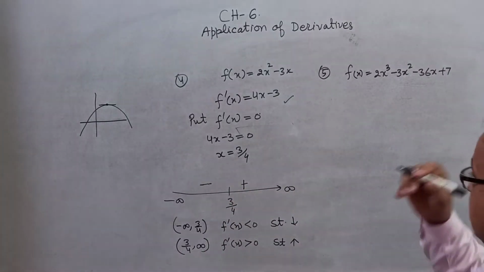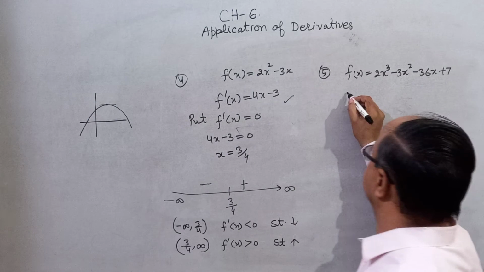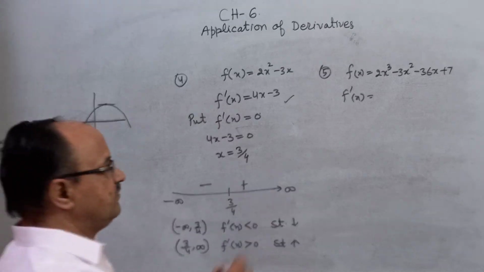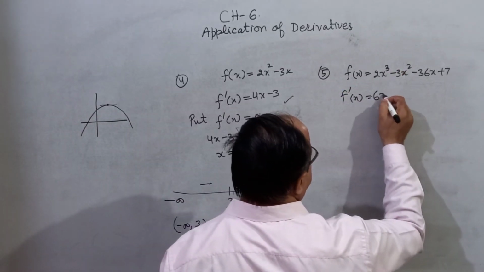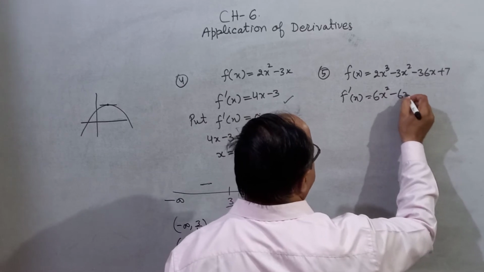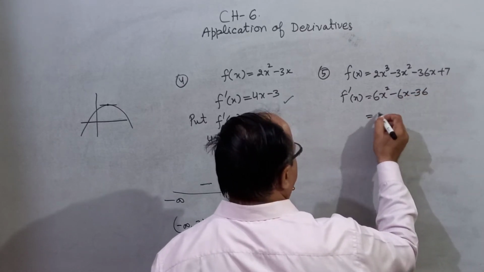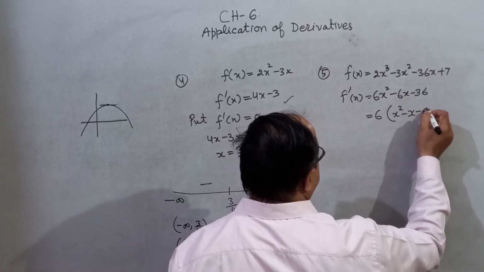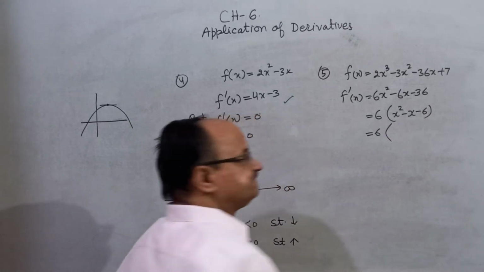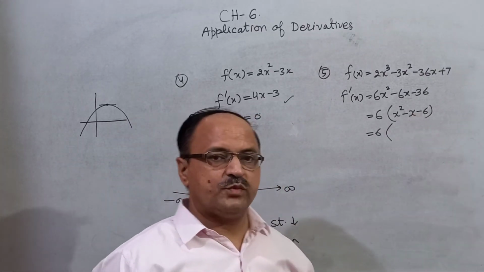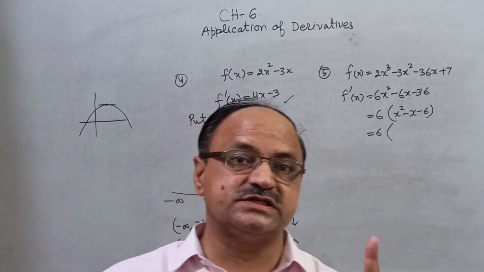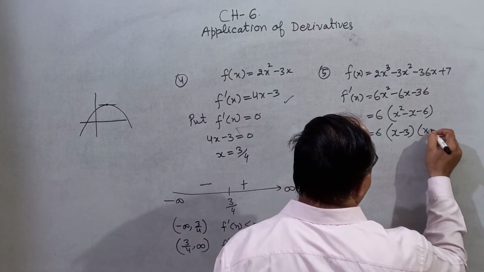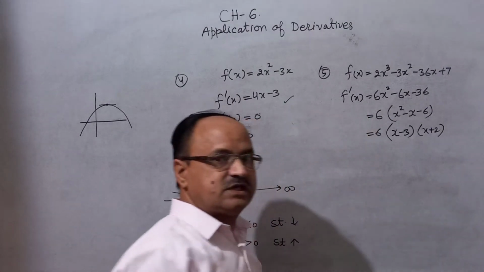Same procedure with question number 5. Firstly, find f dash x. Derivative of 2x cube gives 6 x square minus 6x minus 36. You can take 6 common: 6 times x square minus x minus 6. Now split the middle term: product 6 and difference 1, that is 3 and 2. You can write x minus 3 and x plus 2.